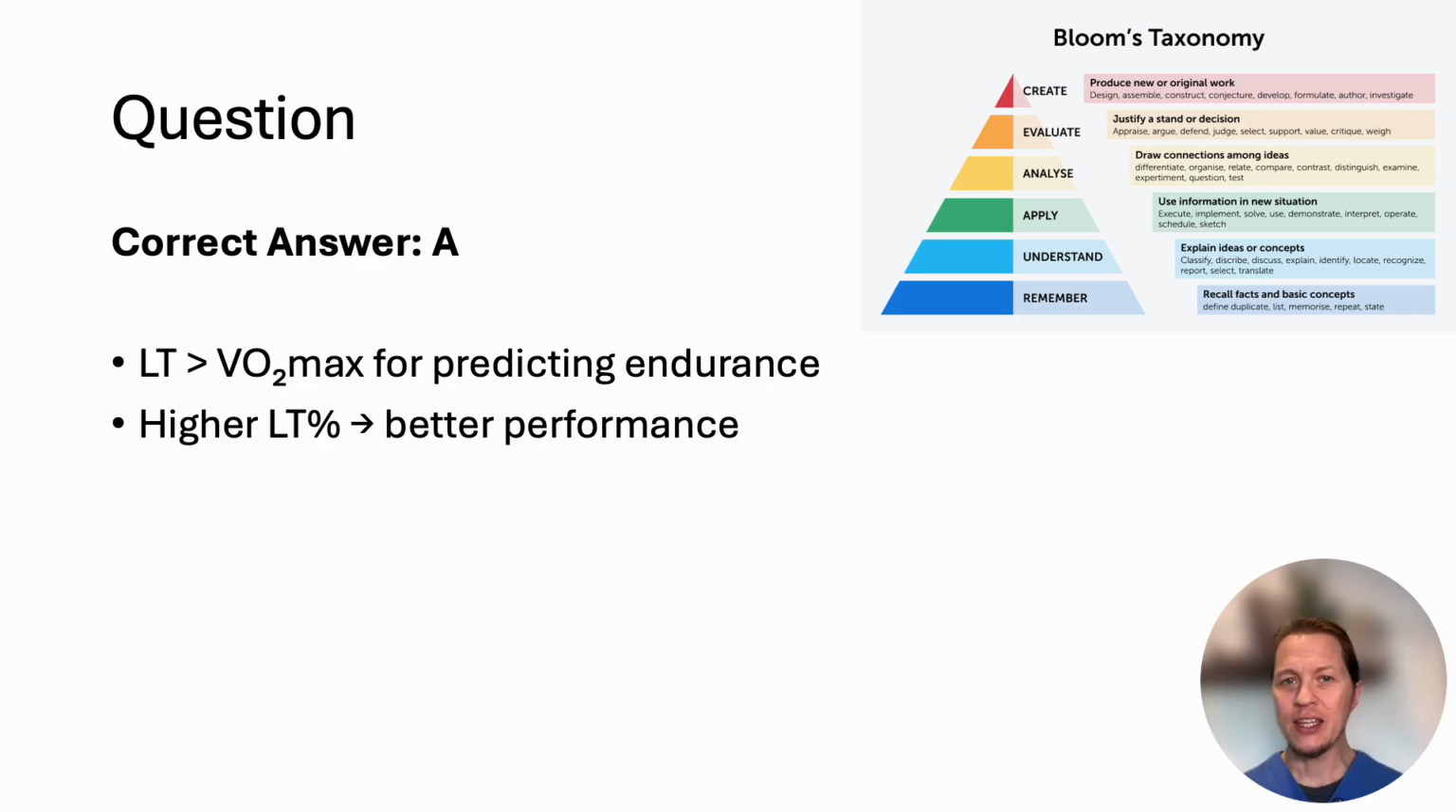So lactate threshold is a much stronger predictor of race performance than VO2 max. We talk about this a lot in later lectures. A higher lactate threshold percent of your VO2 max means you can sustain race pace faster for longer. And it is just the magic of training.